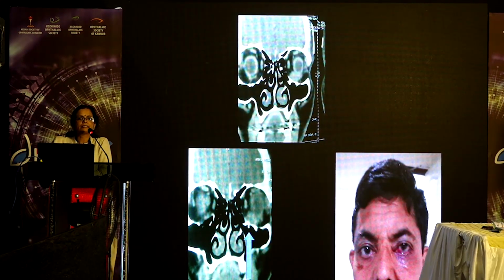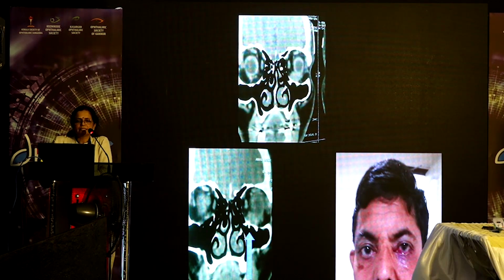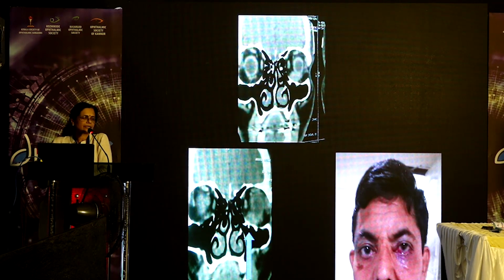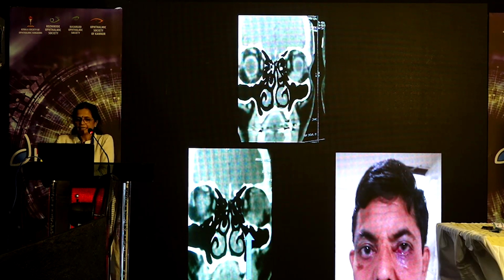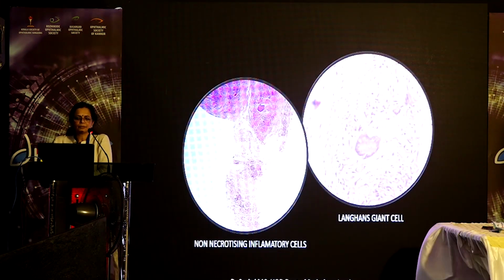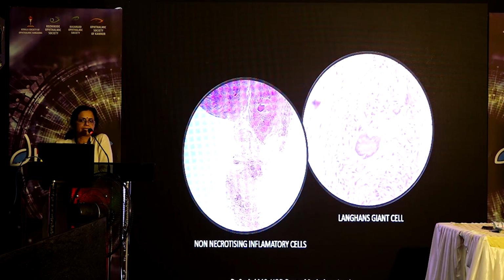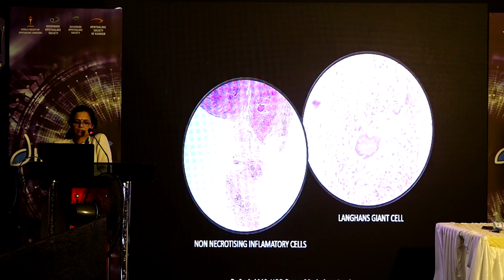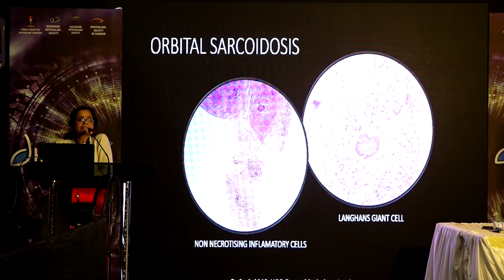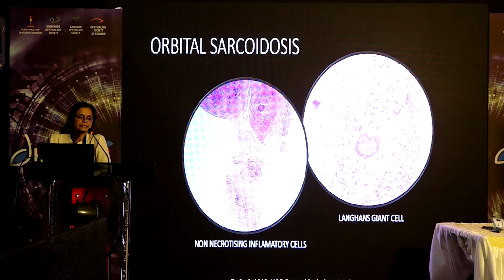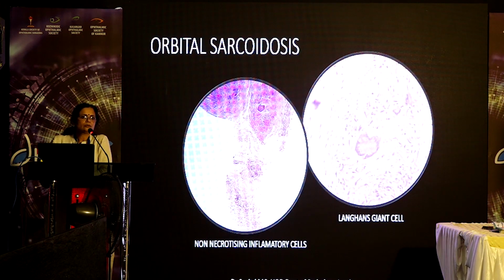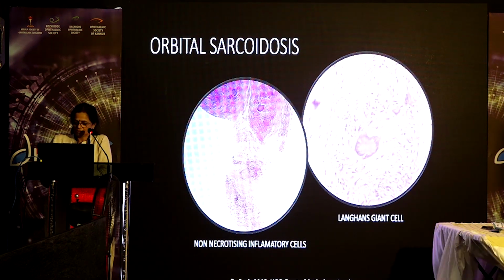This was again a hard mass in the inferior orbit. That is why the orbit is called a Pandora's box, because when you open up anything, the diagnosis can be anything. Again, a hard mass producing a hypertropia, and the histopathology showed non-necrotizing inflammatory cells. That means it is not tuberculosis. There were Langerhans giant cells which were seen. It was an orbital sarcoidosis, and we had to give him systemic steroids for a long time, nearly 1 year, in collaboration with the pulmonologist, for the lesion to disappear.